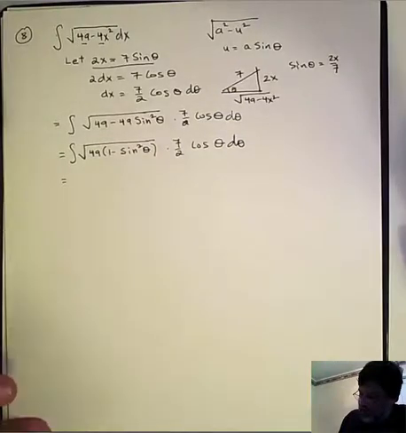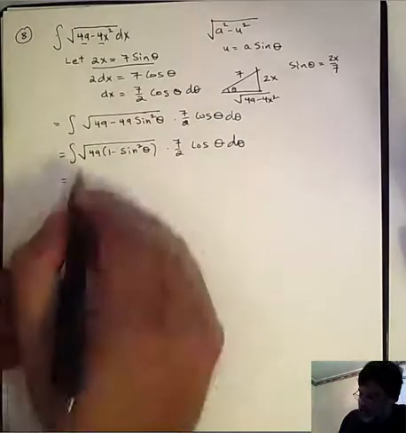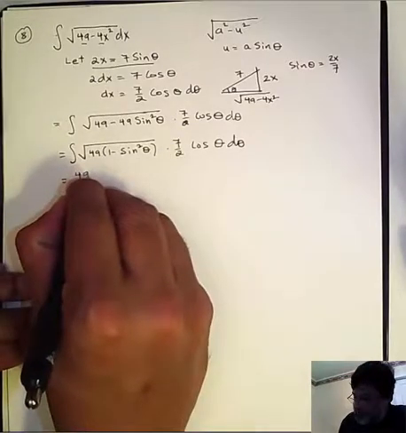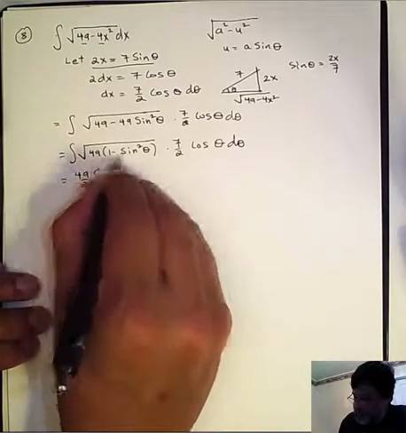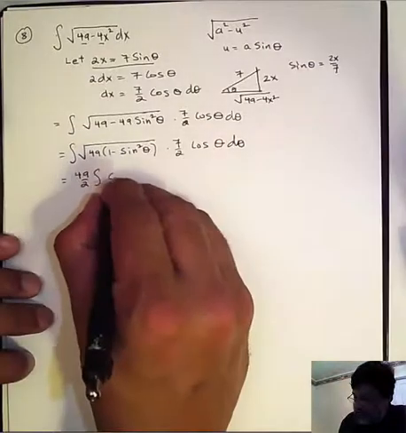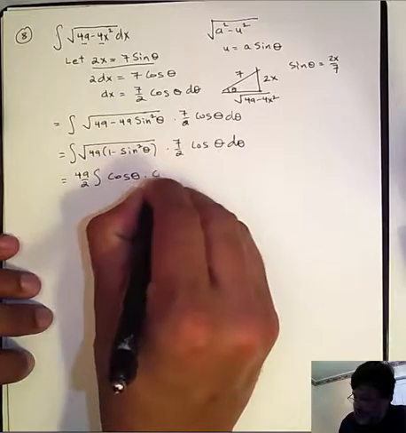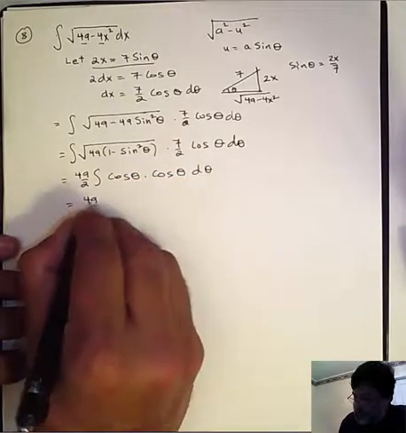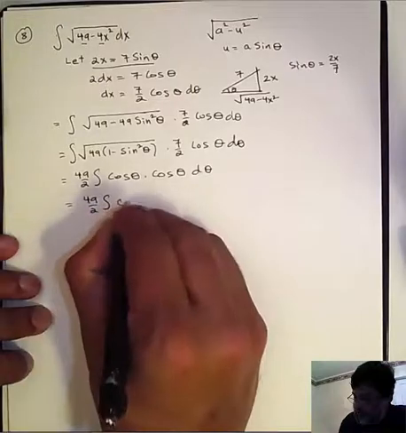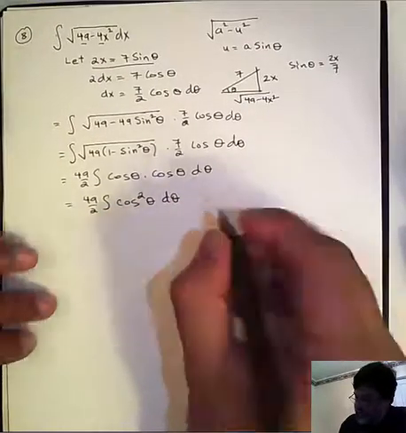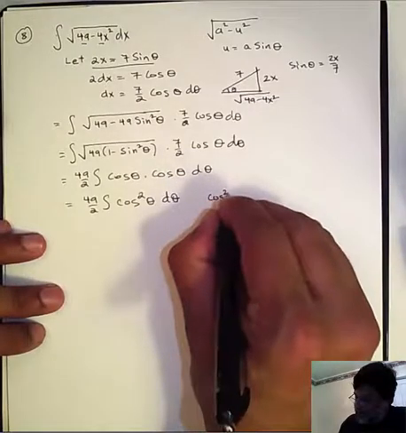So what's next? The square root of 49 is 7, and 7 times 7 is 49. We can take that 49 over 2 outside. What is the square root of 1 minus sine squared theta? It is cosine theta. And this is just cosine squared theta d theta. What do we know about cosine squared theta?